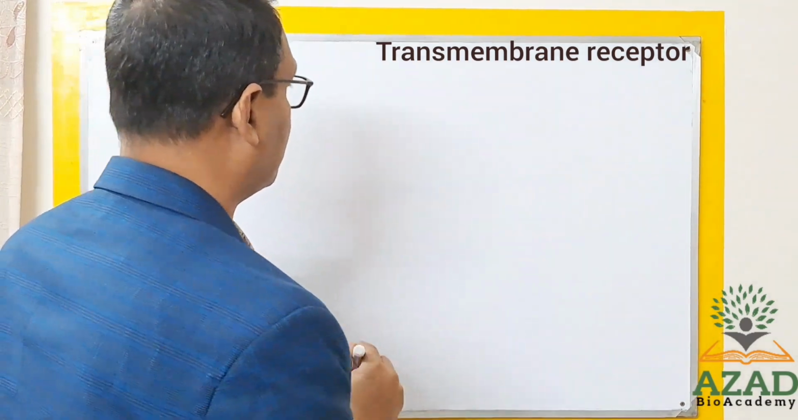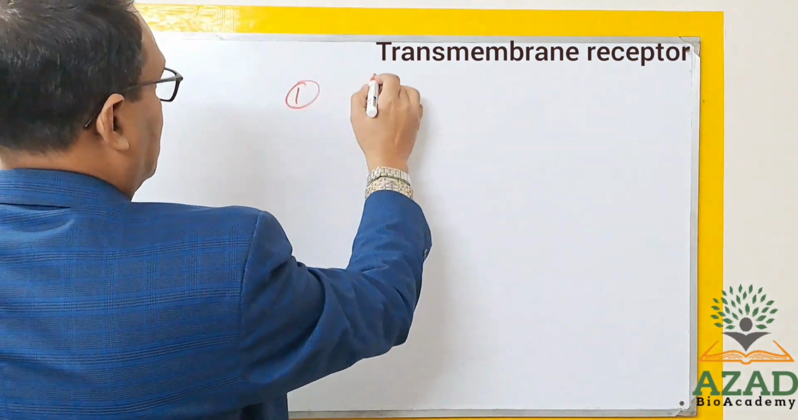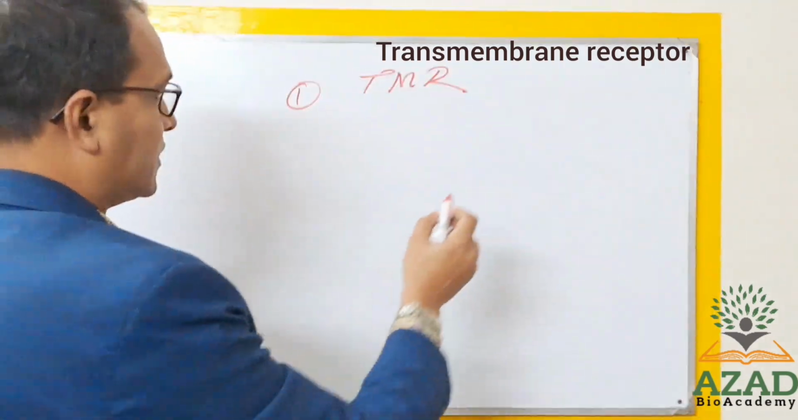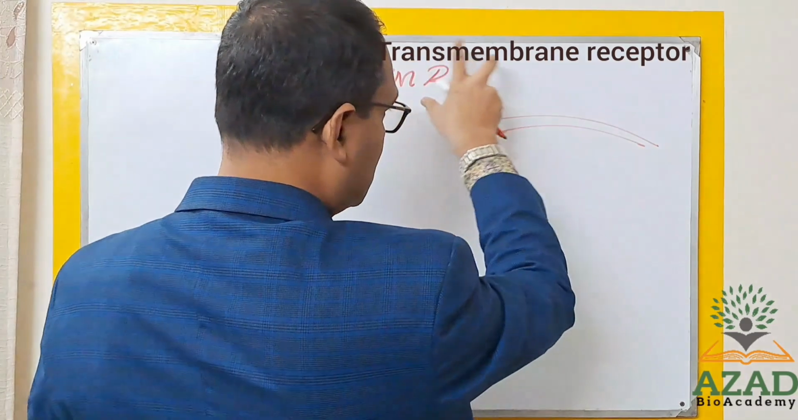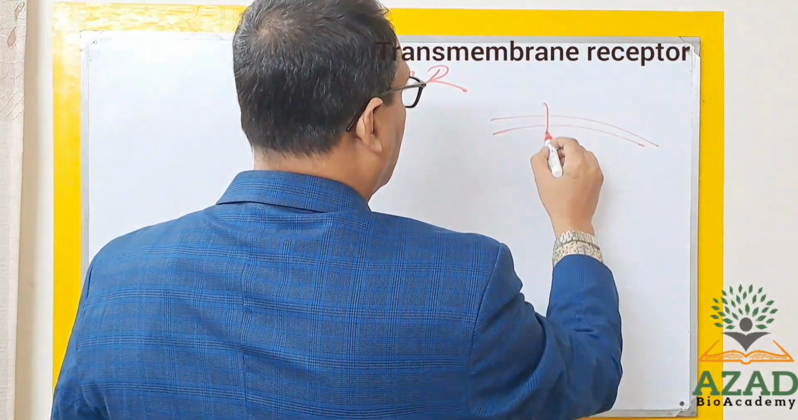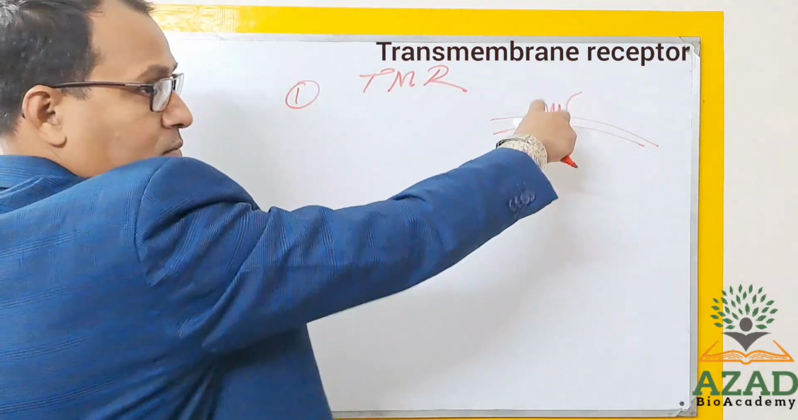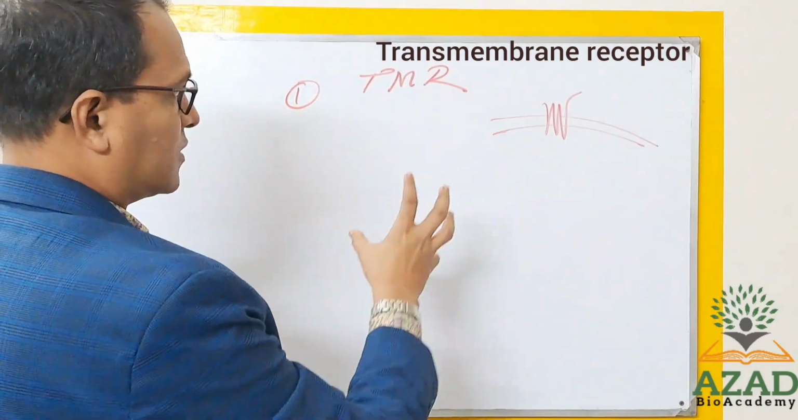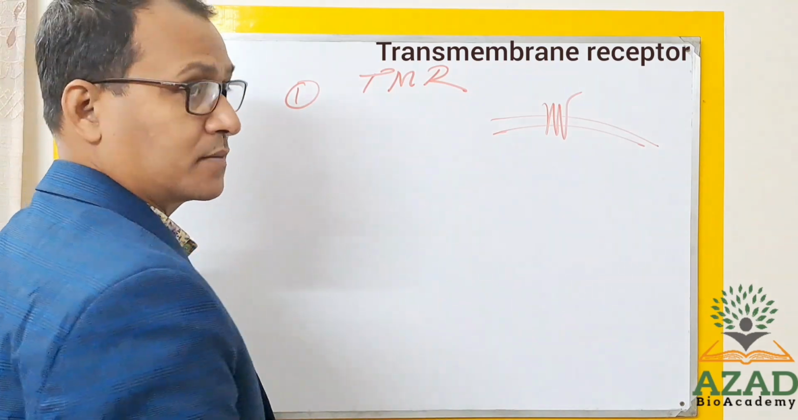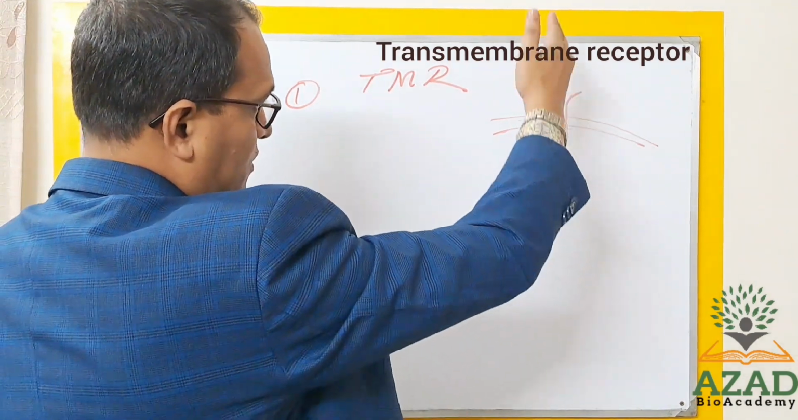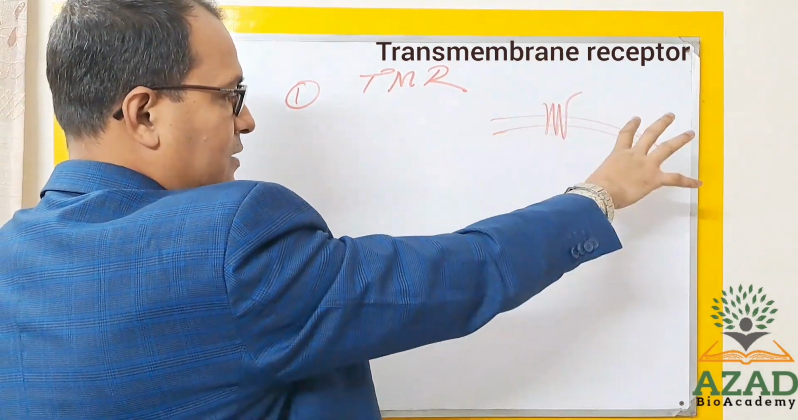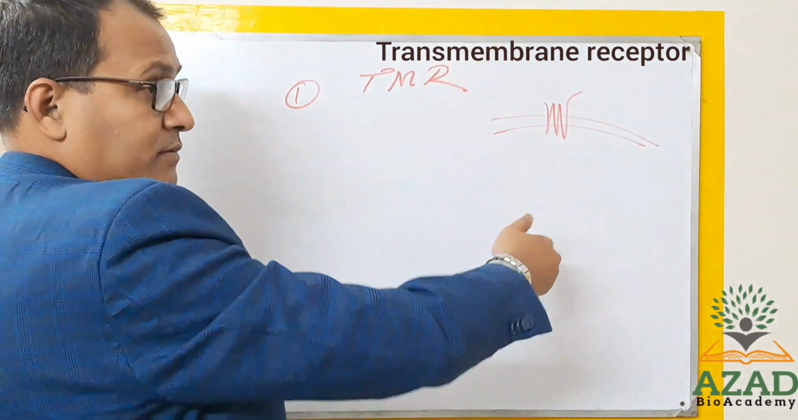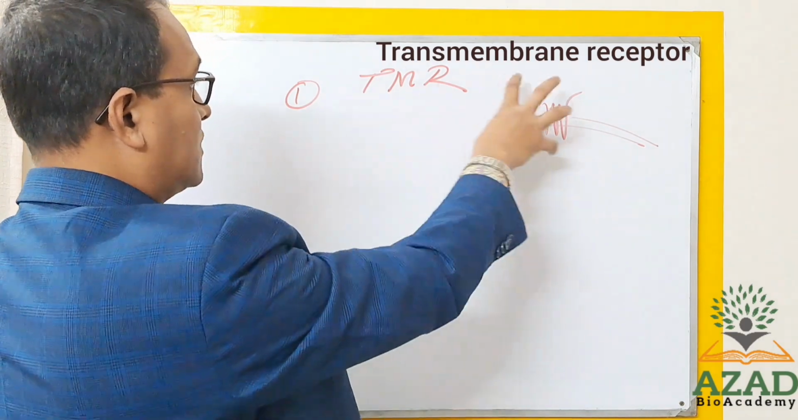So firstly, the transmembrane receptor. Already I said this is the membrane, and this is present on the membrane as a transmembrane protein. It's crossing the membrane. So what are the types of transmembrane receptor? It may cross just one time or multiple times, and as per the basis of the pass of the membrane, it has several types.